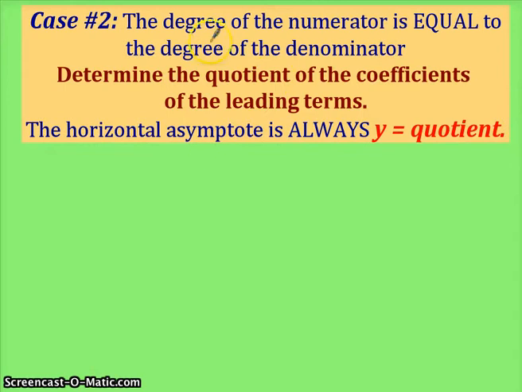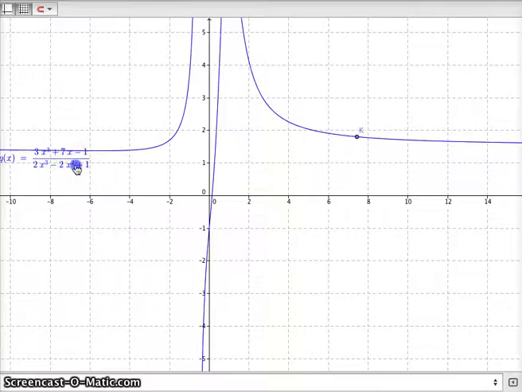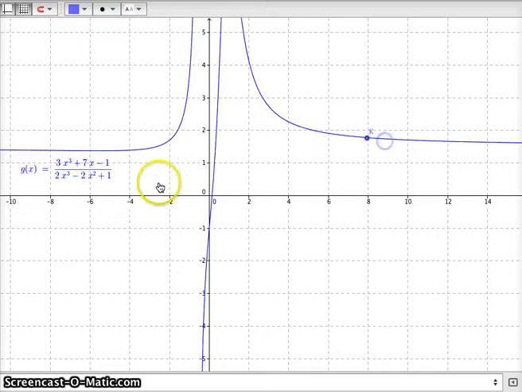Case 2 asks what happens when the degree of the numerator is the same as the degree of the denominator. Let's see what happens. Again, we have a rational function, and we can see here that our degrees are the same, and we have a horizontal asymptote. Notice we still have some vertical asymptotes as well, because the denominator can't be 0.